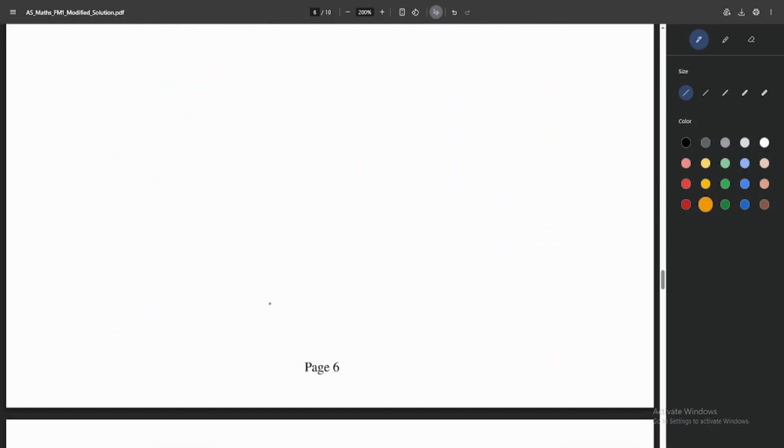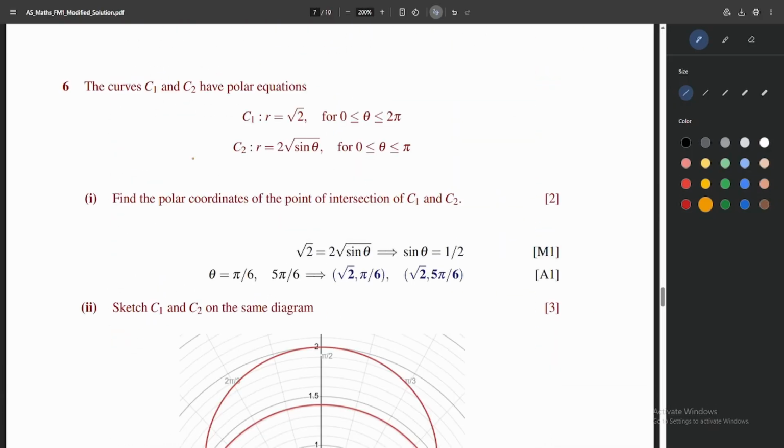So yeah, that's it. So over here we have a polar coordinate question. We have two curves C1 and C2 with these equations, and we need to find the polar coordinates at the point of intersection of these two curves. So what do we do? We simply equate them. So root 2 equals 2 root sine theta, and then we get sine theta equals 1 over 2. Sine theta is equal to half.